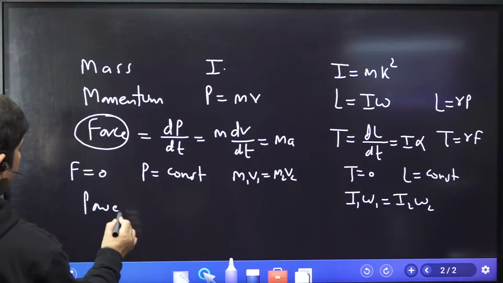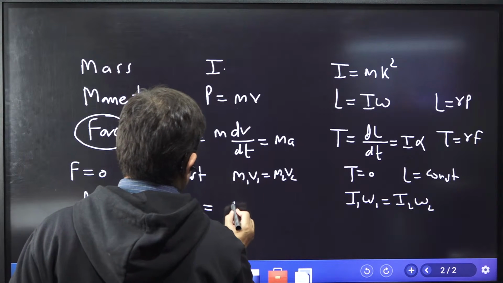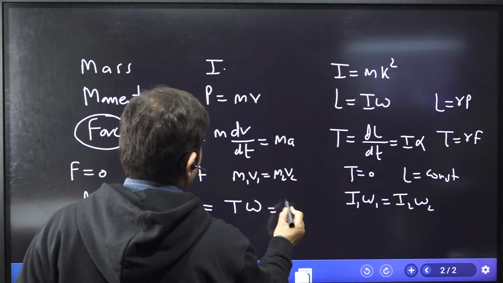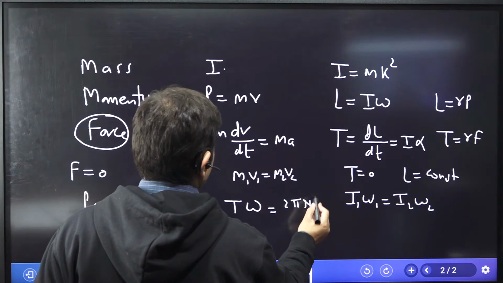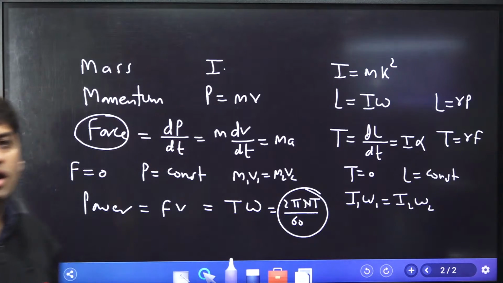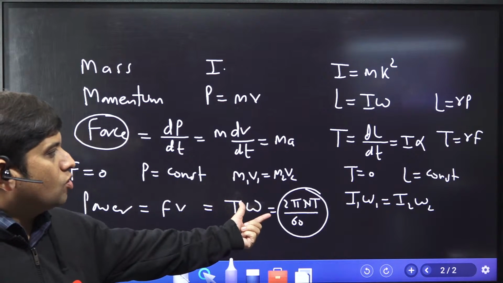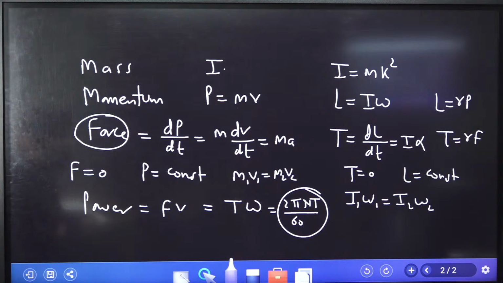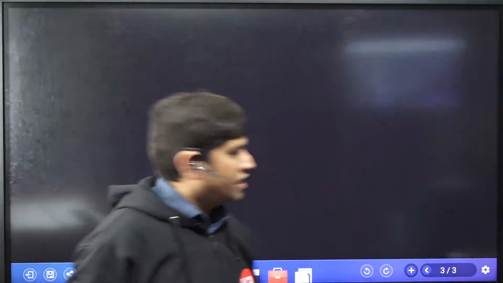Next we come to power. Power is calculated as force into velocity, and here power can be calculated as torque into omega, and omega is written as 2 pi n by 60, so it can be written as 2 pi nT by 60. So if you have a body whose rpm is given to you, and you are given torque, then you can calculate the power also. This is how it is to be calculated. So linear motion, angular motion, there is some kind of relation here. Now let me tell you about kinetic energy.